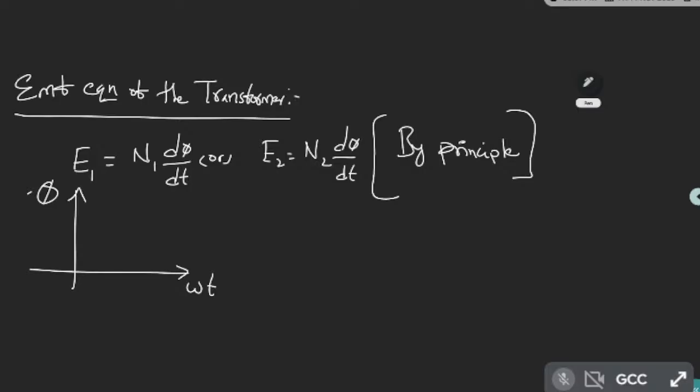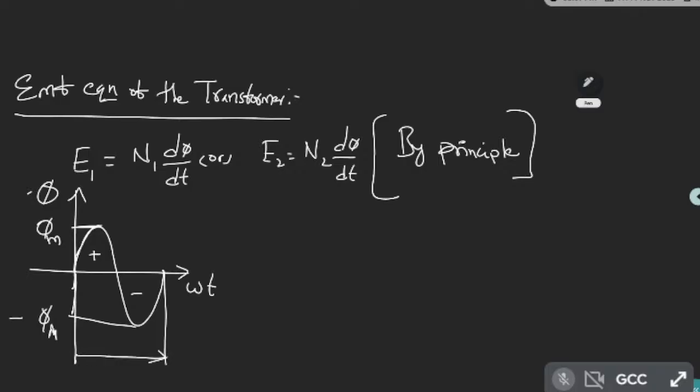So the flux is alternating in nature, plus value, minus value. What is the y value? Flux. The magnitude of flux is increasing and getting maximum here, and negative maximum here, minus φm. Okay, from here, what is the time period? T.